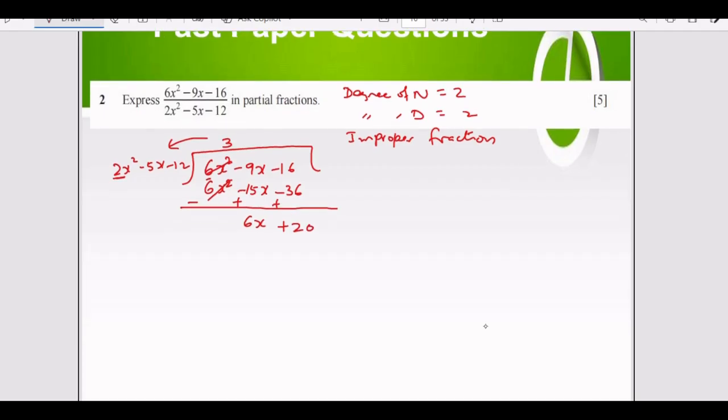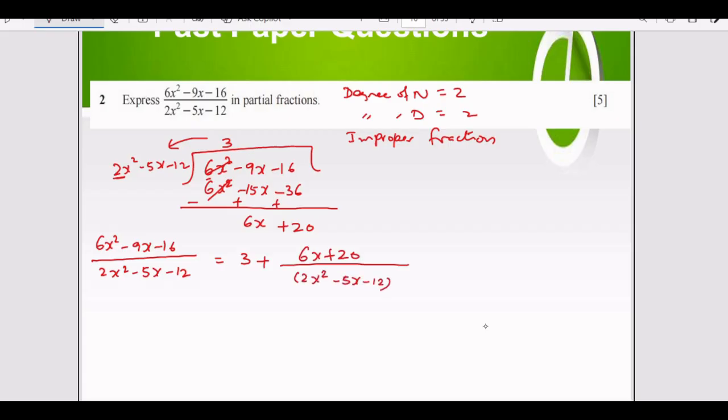So now this fraction can be written as 3 plus 6x plus 20, the remainder, over the divisor, 2x squared minus 5x minus 12. Now this can be factorized.